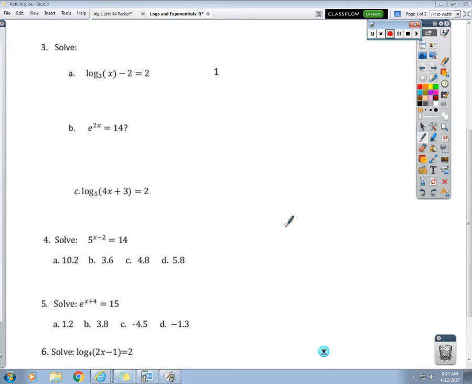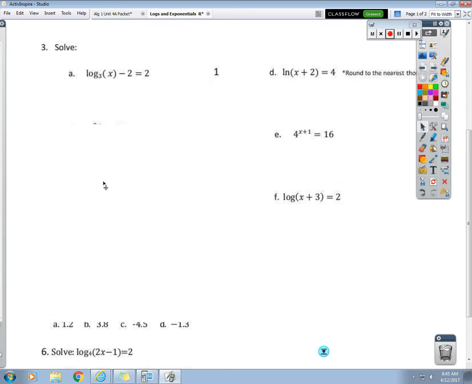Okay, number 3A. What would we need to do first on a problem like this? Correct. First, we add the 2 to the other side. And that gives me log base 3 of x equals 4. Now see how what we have remaining is in that log base b of y equals x form. That's your base. That's technically in the y place, and that's in the x place.